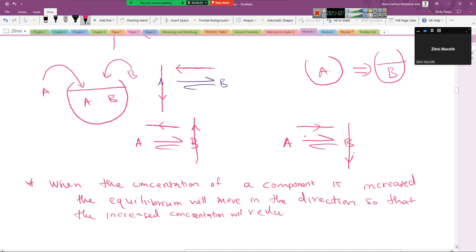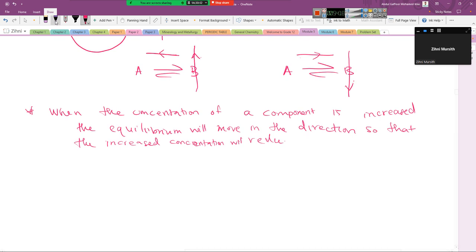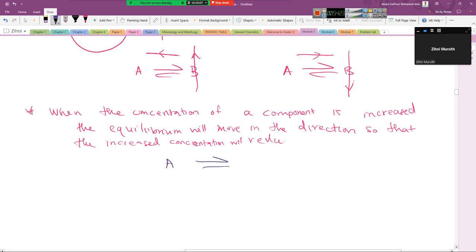So when the concentration of a component is increased, the equilibrium will move in the direction so that the increased concentration will reduce. So how can you pictorially represent it? If we have A and B, now if I increase the concentration of B, what will happen? The equilibrium will move in the forward direction, so the increased concentration will reduce, right? Since it is moving in the forward direction, A will produce more B again, so the equilibrium will be in balance, right?